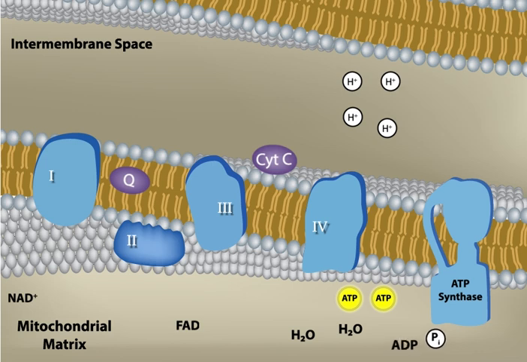The number of ATP molecules ultimately obtained is directly proportional to the number of protons pumped across the inner mitochondrial membrane. For NADH, there are approximately 3 ATP made from 1 NADH and 2 from FADH2.